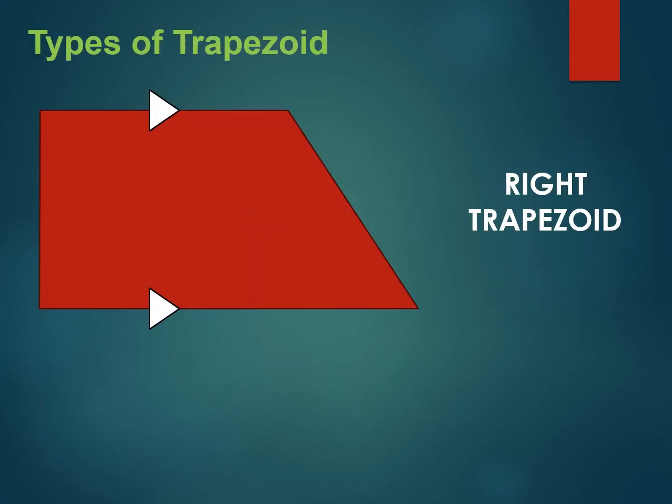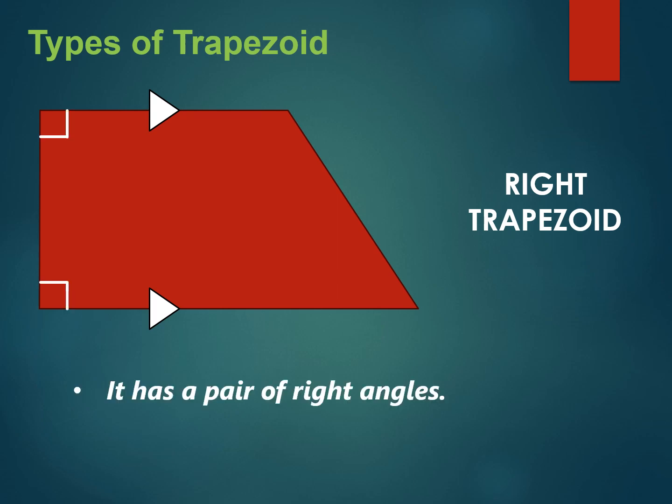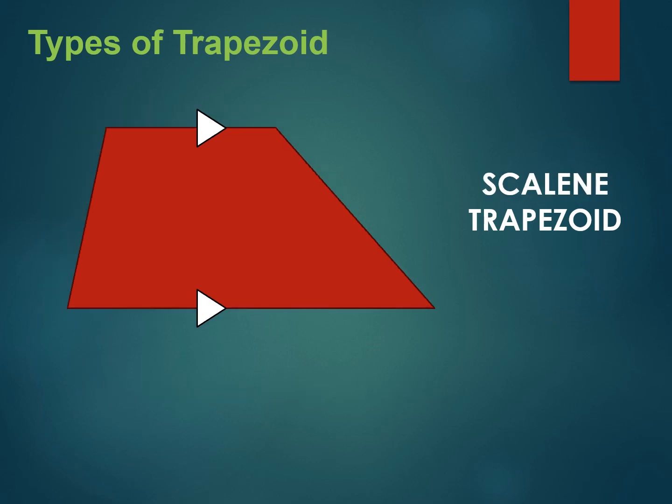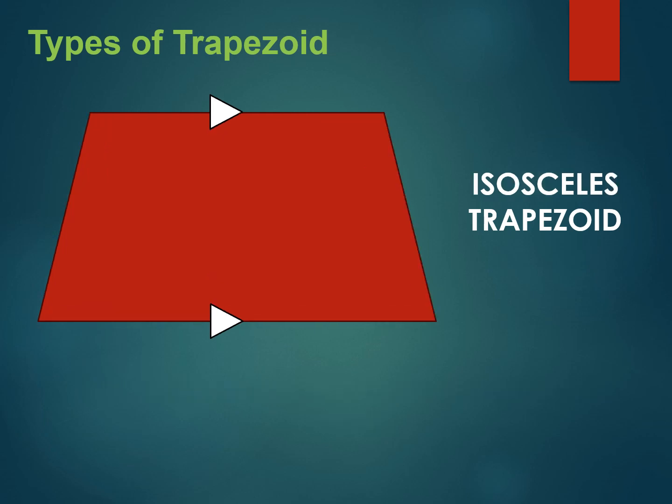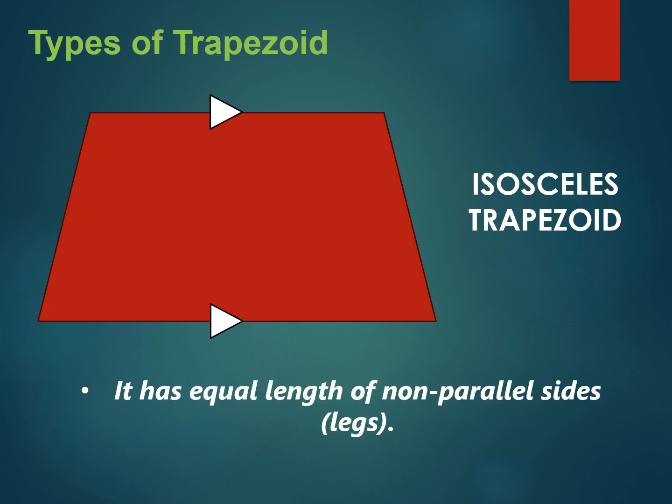There are three types of trapezoid. First is the right trapezoid. It has a pair of right angles. So this is the first type of trapezoid. Next, scalene trapezoid. It neither has equal angles nor equal sides. And lastly, isosceles trapezoid. It has equal length of non-parallel sides, or the legs. The legs are equal.